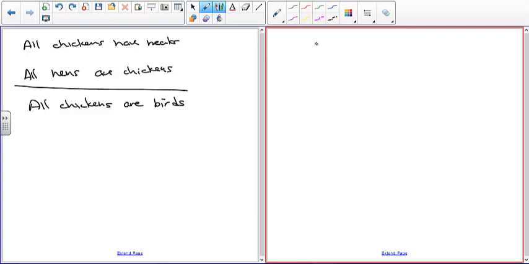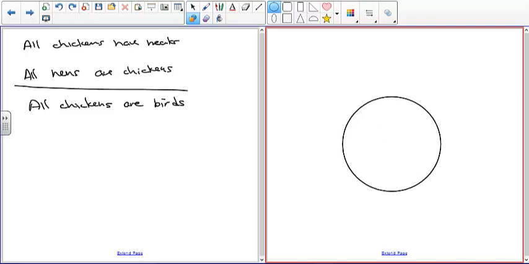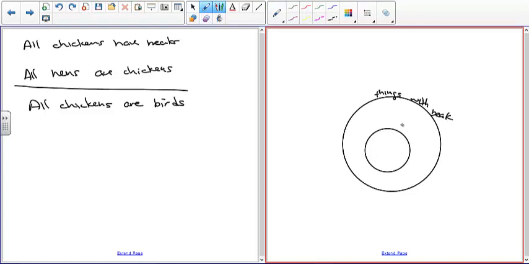Okay, so let's do this. First one is all chickens have beaks. So we have things that have beaks. So chickens, all kinds of birds, that's kind of things that have beaks. So now inside here, the first one is all chickens have beaks. So this is chickens. So that's one thing that has beaks. You could have other kinds of birds. Okay, so that's the first premise.